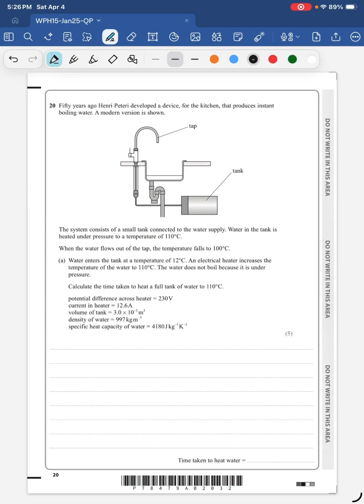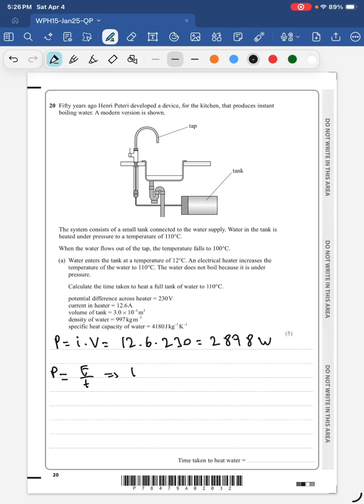Okay, first step is to find the power of this heater. So power is just current times voltage, right? So 12.6 times 230 yields 2,898 watts. Okay, and now the second step is to use this power. So power is energy per time, right?